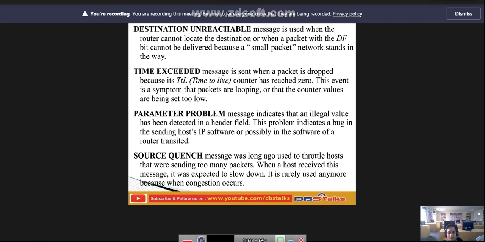Next, parameter problem. That message indicates that an illegal value has been detected in the header field. This indicates a bug in the sending host's IP software, or possibly in the software of a router transited. Next, the source quench message was long ago used to throttle hosts that were sending too many packets. When a host received this message, it was expected to slow down. It is rarely used now because when congestion occurs. This is called source quench.